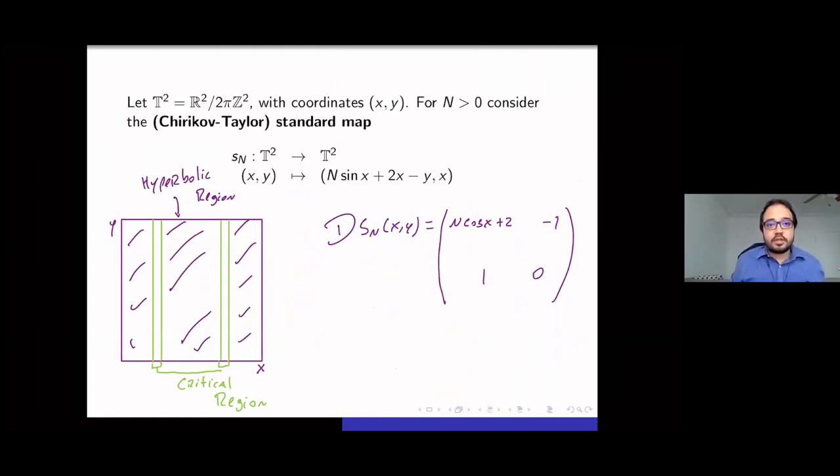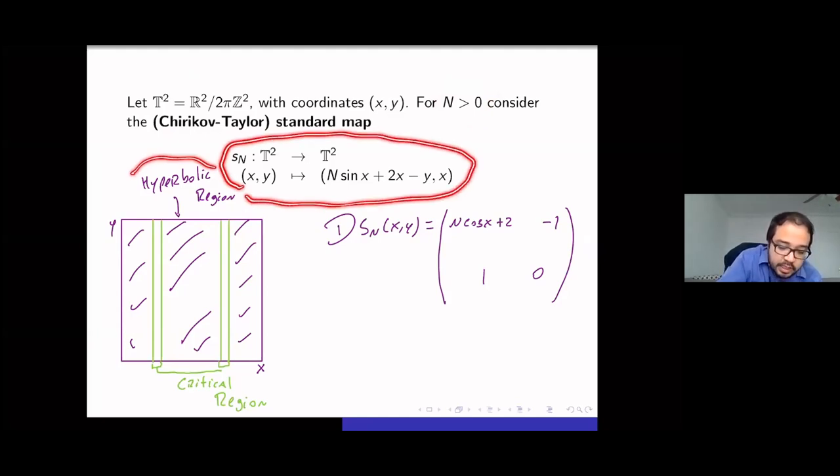So let me talk about the standard map. If you look at T2 as R2 quotient by 2 pi Z2, with coordinates X and Y, then for each n positive, you may consider the Chirikov–Taylor standard map. Forget about the picture at the moment, which is given by this formula. You take x, y, and send this to n sine x plus 2x minus y in the first coordinate. In the second coordinate, you put x.